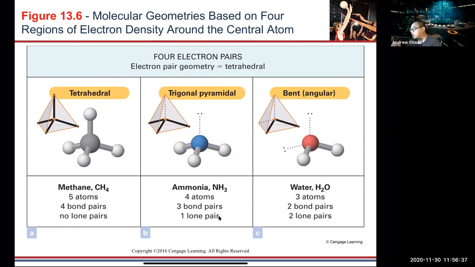Now, when we get to water, that's called bent or angular. I know it as bent or angular, whatever name suits better. So 3 atoms because we substitute another atom for a lone pair. Now we have 2 lone pairs and 2 bonding pairs. Okay.